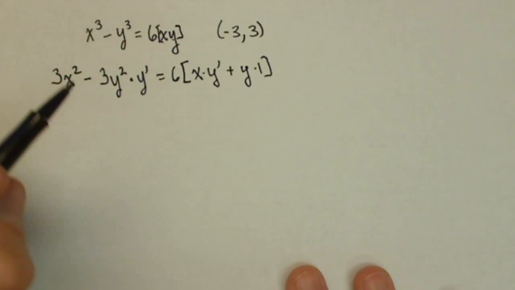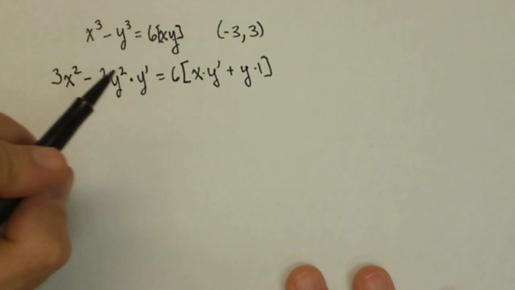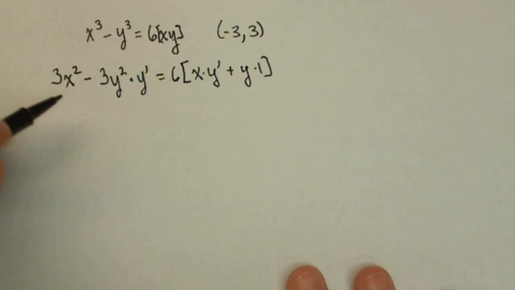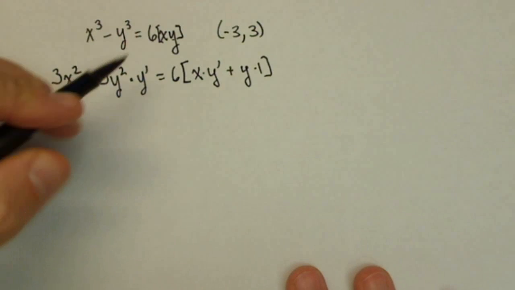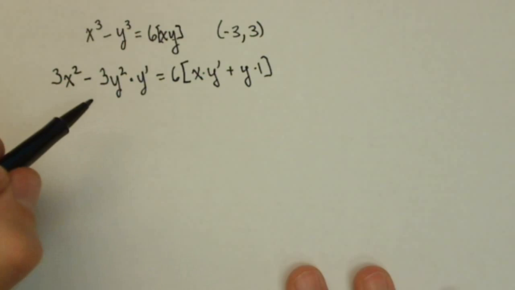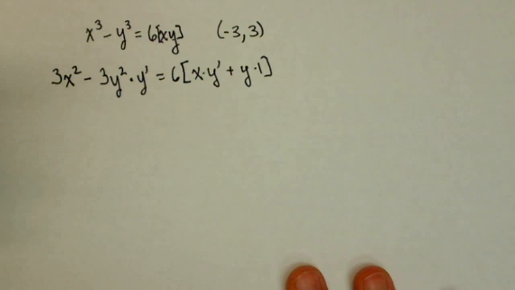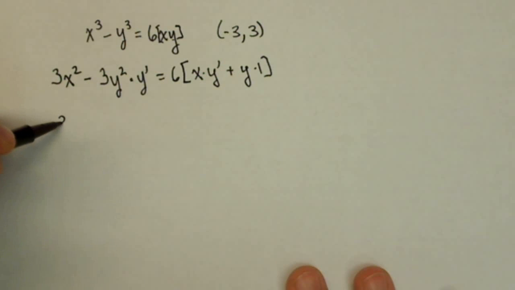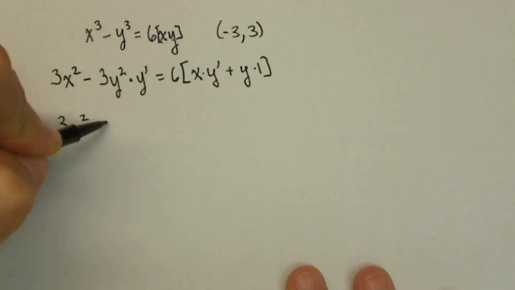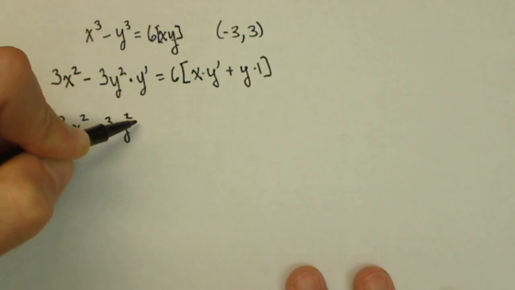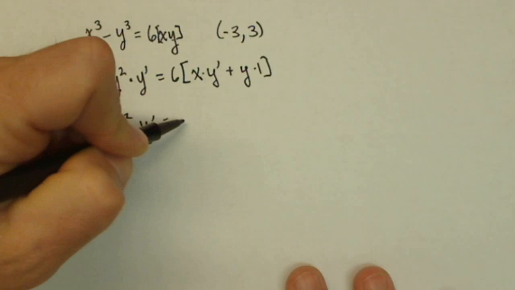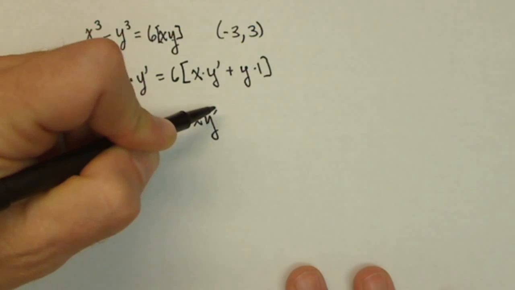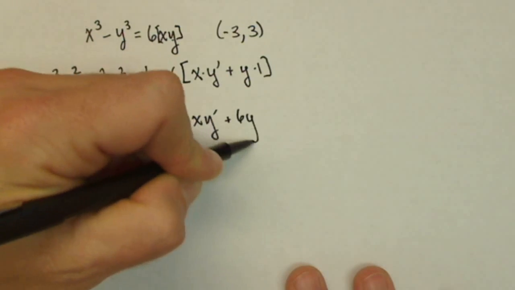Now, there's a couple different approaches we can take next. First, we can solve for y prime explicitly, or we could plug in (-3, 3) and then solve for y prime to get the slope at (-3, 3). But if possible, we should always try and solve for y prime. So we've got 3x squared minus 3y squared y prime equals 6xy prime plus 6y.